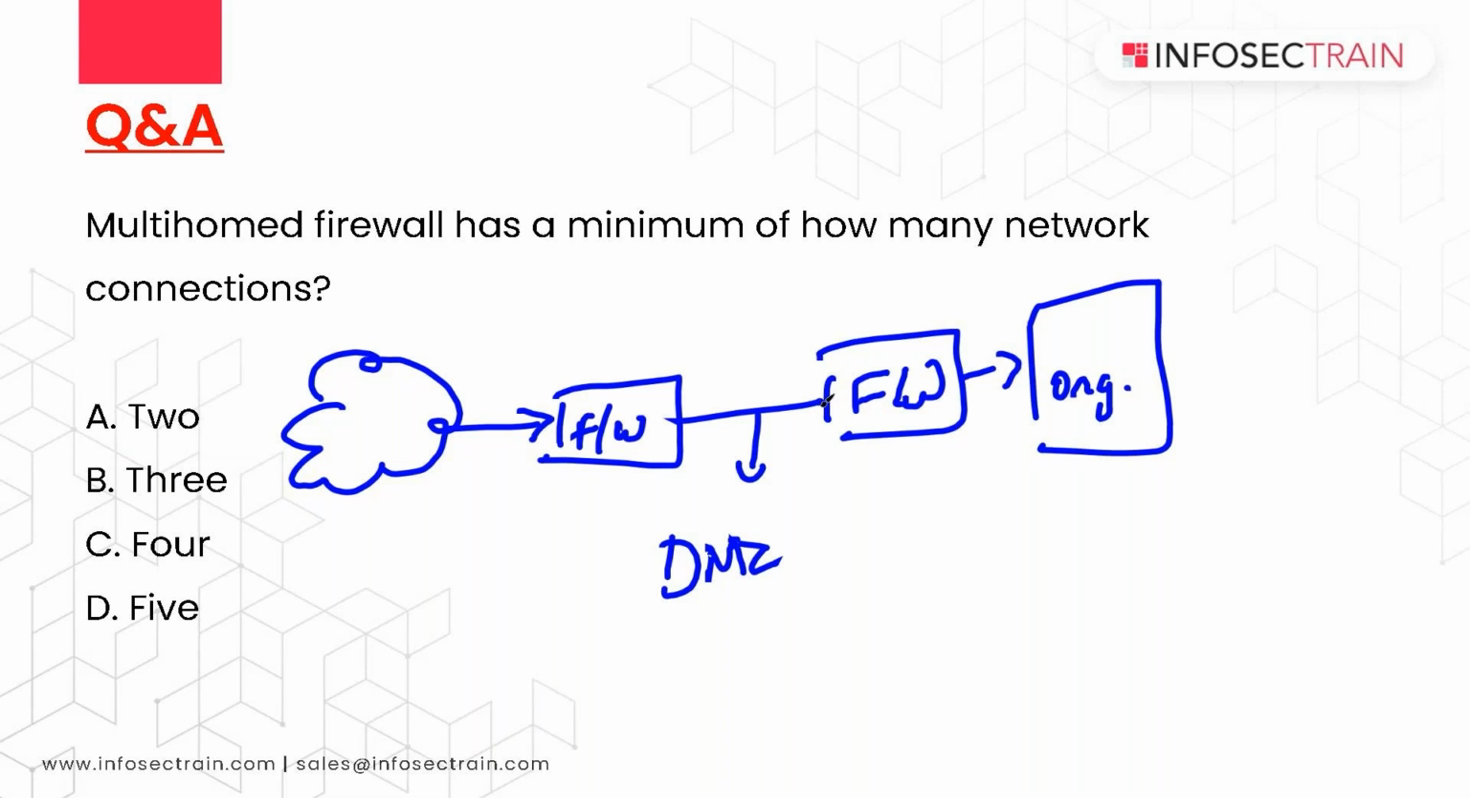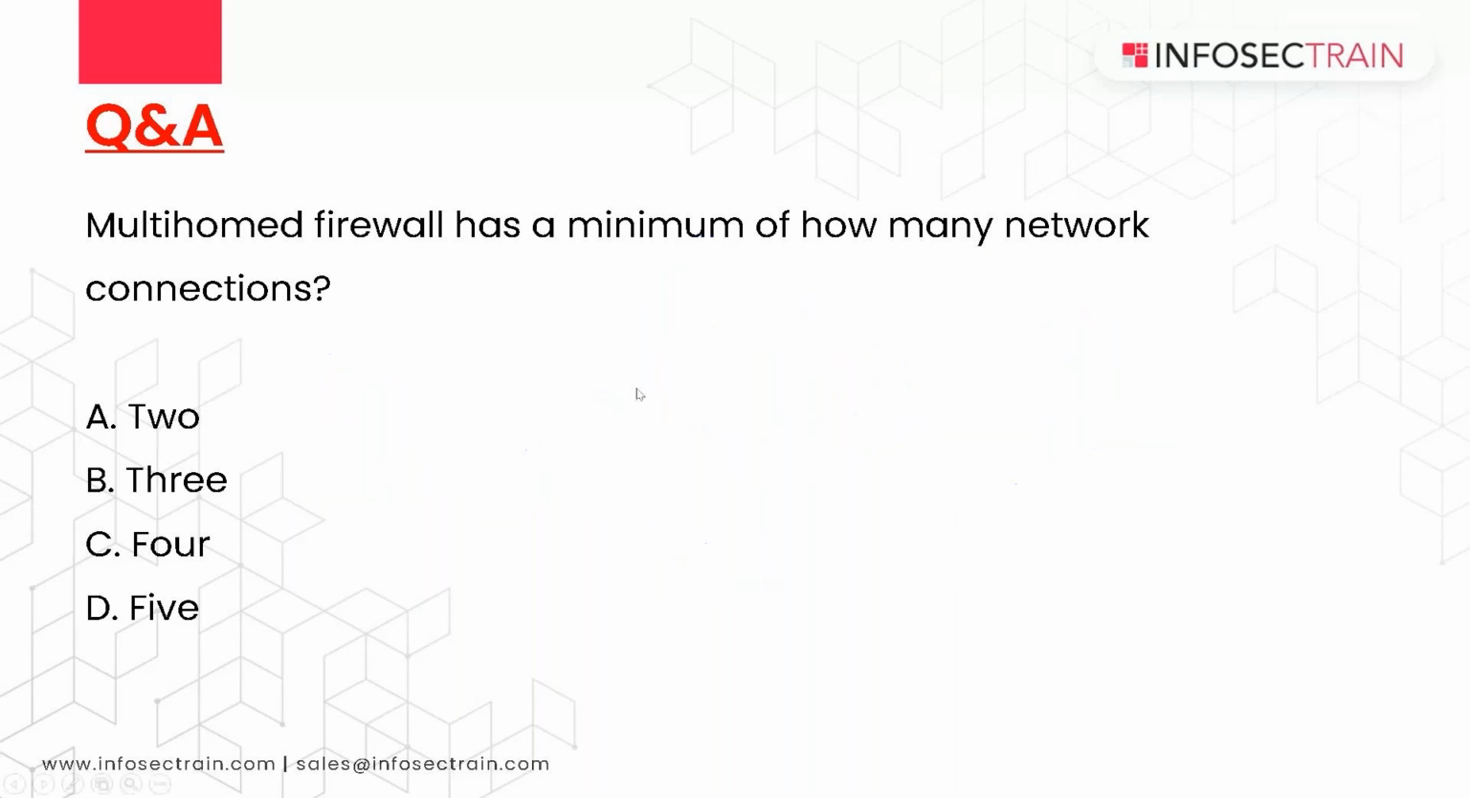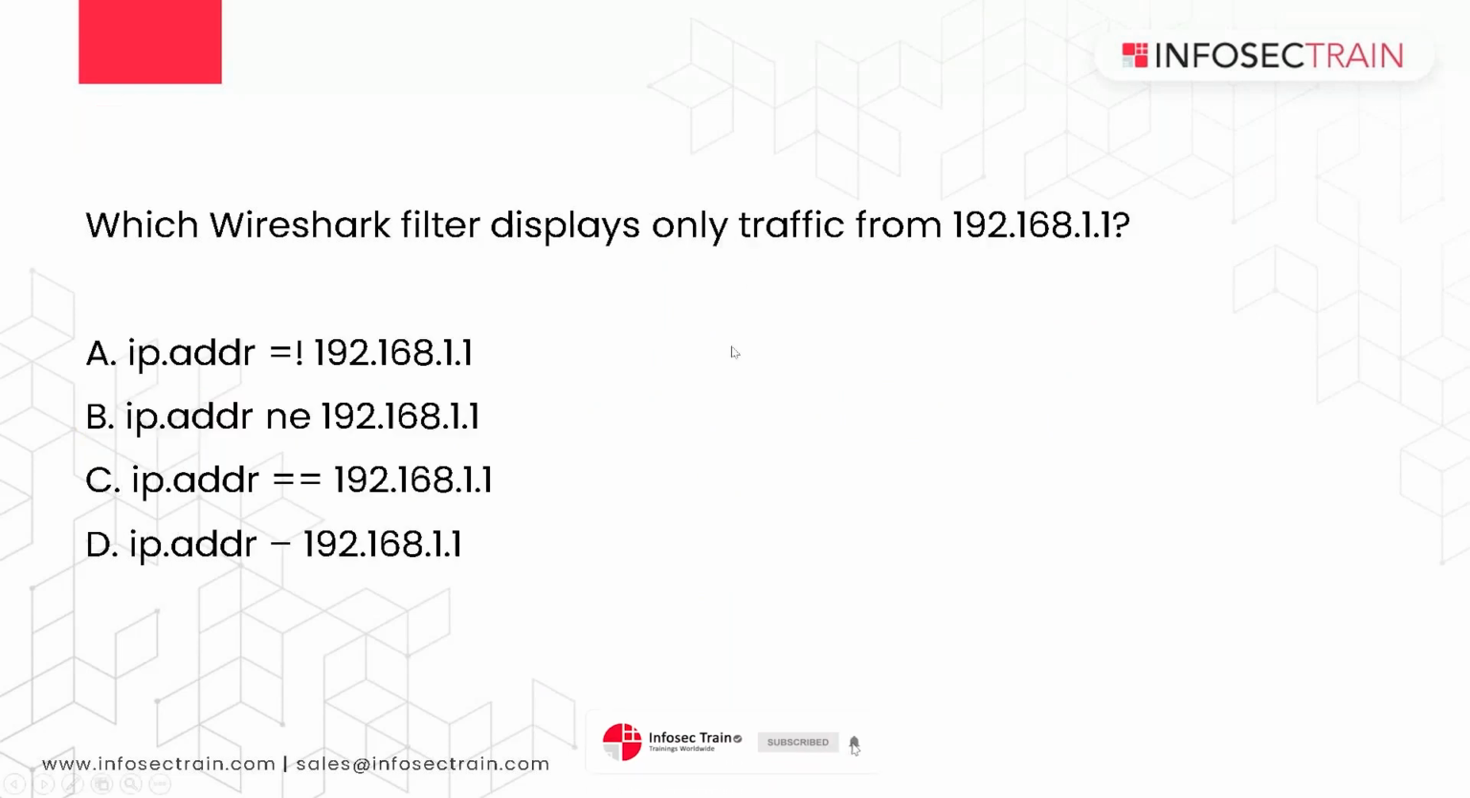And over here, when we are talking about the network connections which we are having inside this network, you can see we are having one, the another one is two, and the another one we are having is three, right? So over here, the correct answer is two. We should be having a minimum of two network connections. Then what about this one?